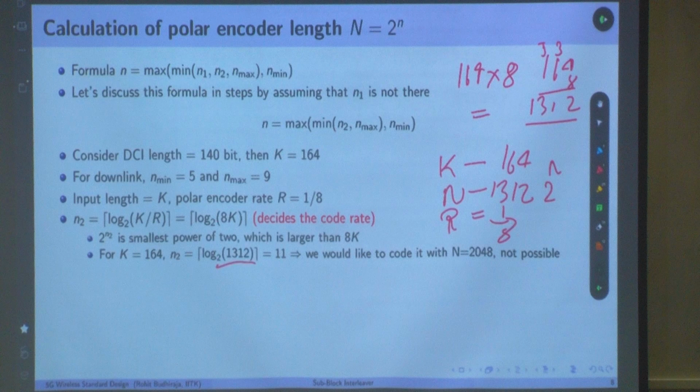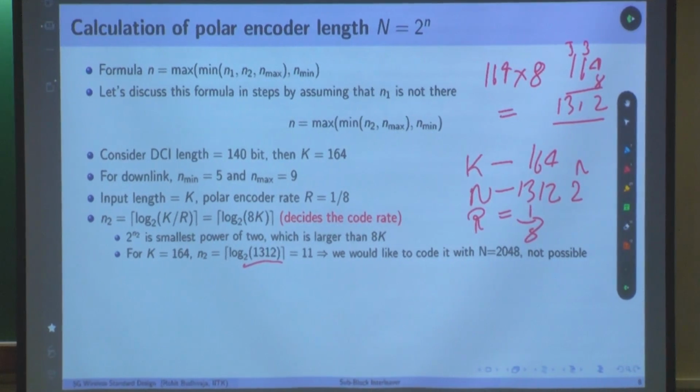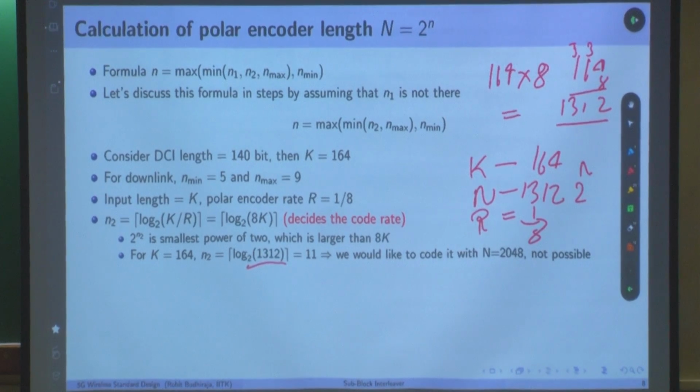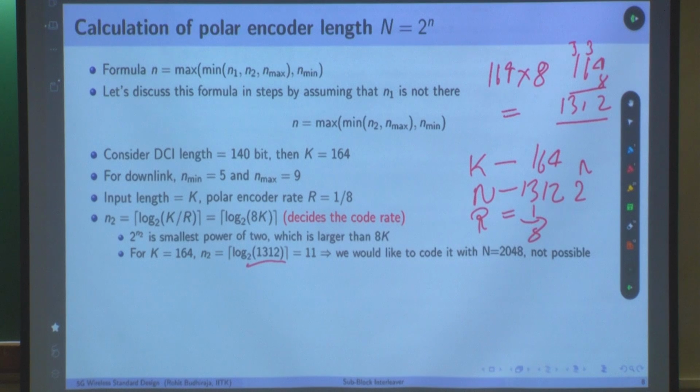So what we are trying to find is a number larger than 1312 which will give us a rate of either 1 by 8 or lower than that. And the number comes out to be 2048, fine. So the maximum is how much? That's what we gave.